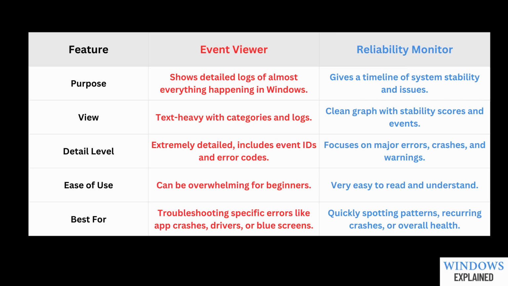My advice? Use both. Start with Reliability Monitor if you just want a quick overview of how stable your PC has been. If you spot a problem and need more detail, jump into Event Viewer to dig deeper. That way, you get the best of both worlds: a simple overview and detailed logs when needed.